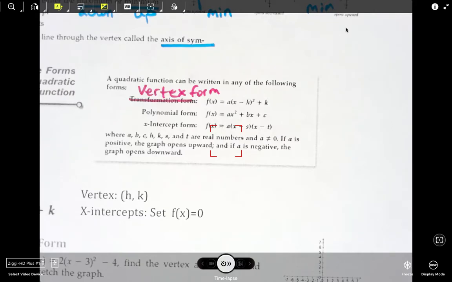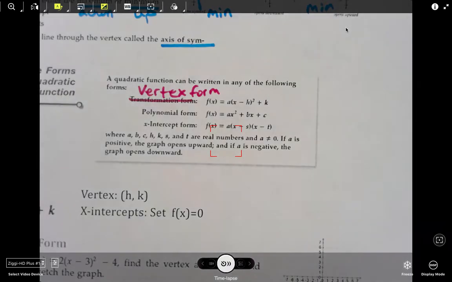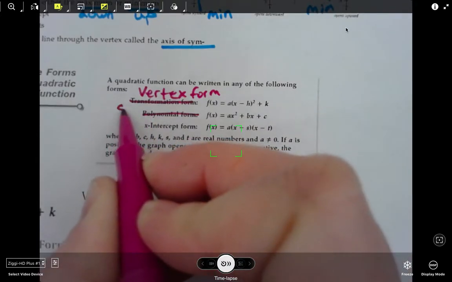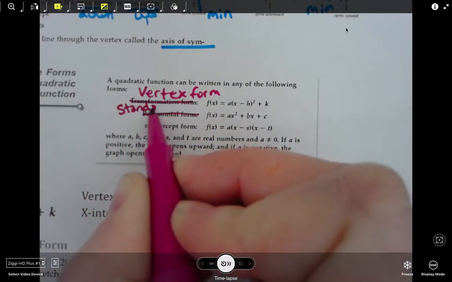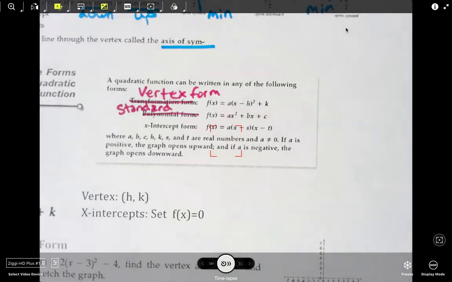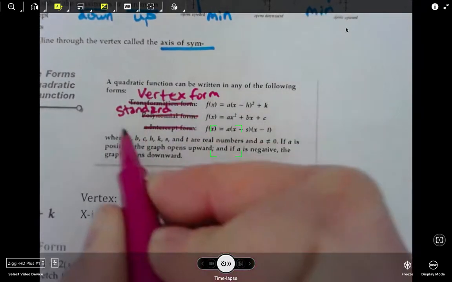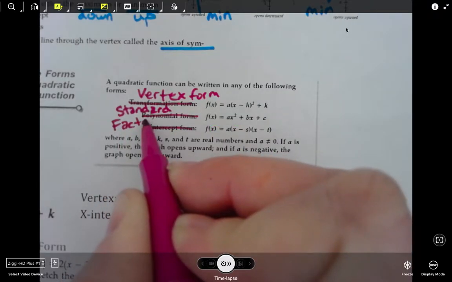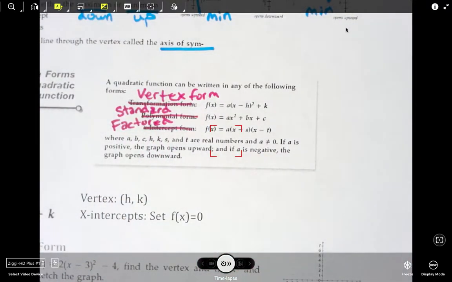Okay, polynomial form. I call this guy standard form. Okay? And the bottom one, x-intercept form, I call this factored form. Factored, because he's factored down. Okay? So let's pick this apart real quick.